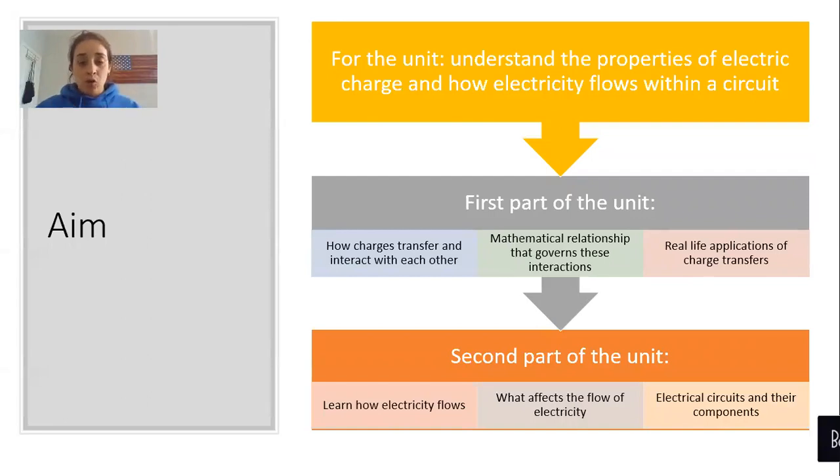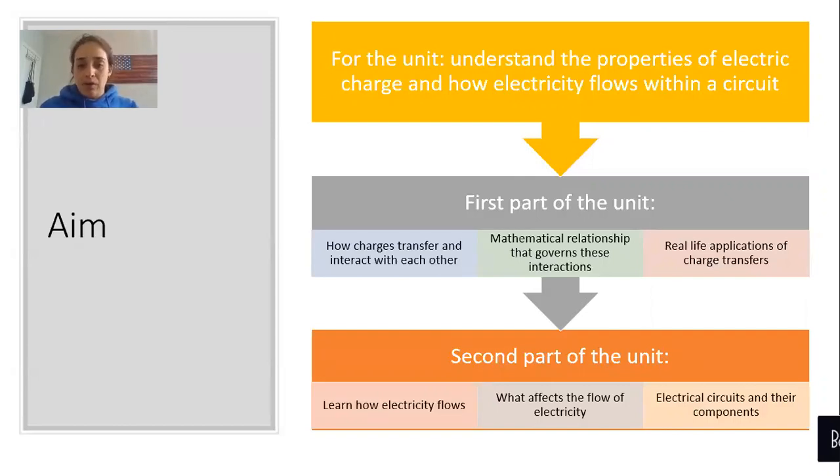So the aim for this whole unit is to understand the properties of electric charge and how electricity flows. The first part of this unit is going to be focused more on electrostatics, meaning how charges transfer from one object to another. We're also going to be looking at the mathematical relationship that governs these interactions. We'll get into more detail about that later on within this unit, and also going to be seeing how all of this applies to real-life situations.